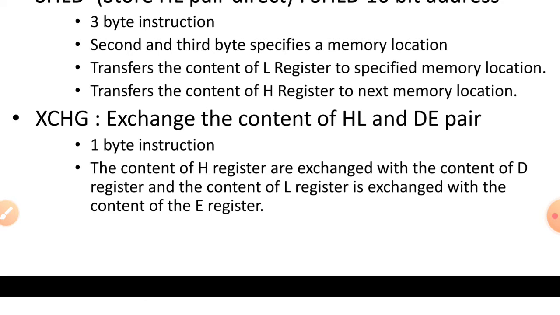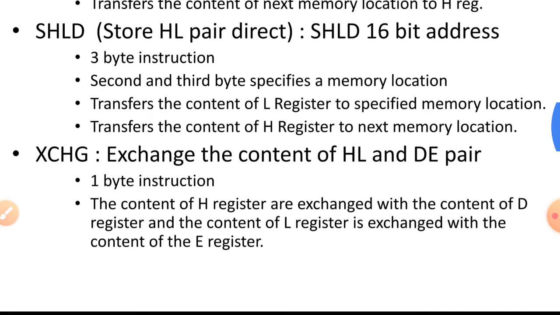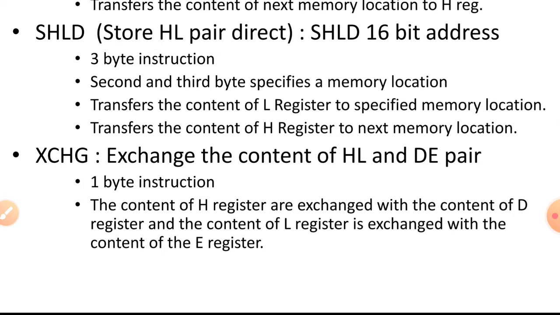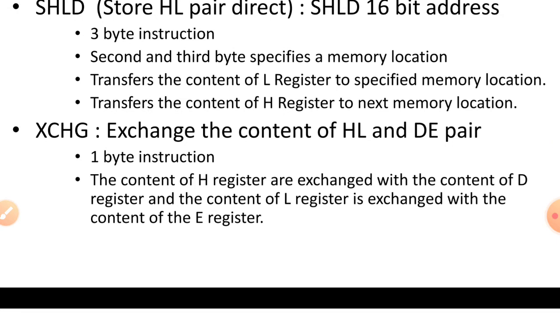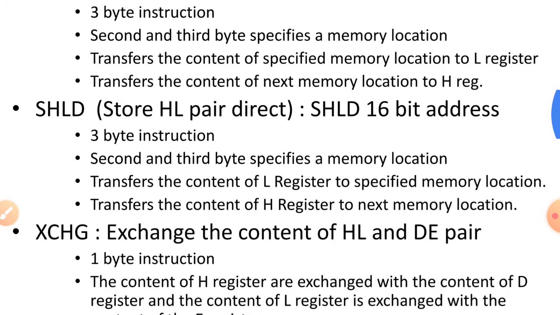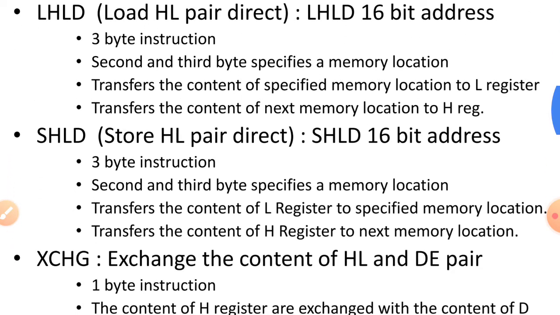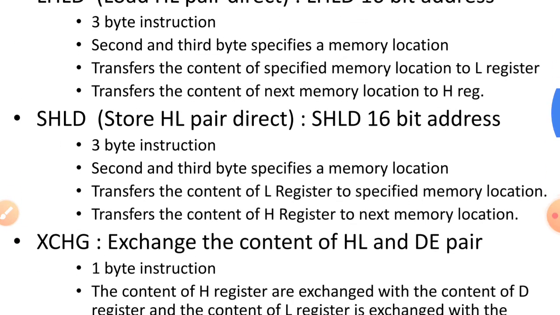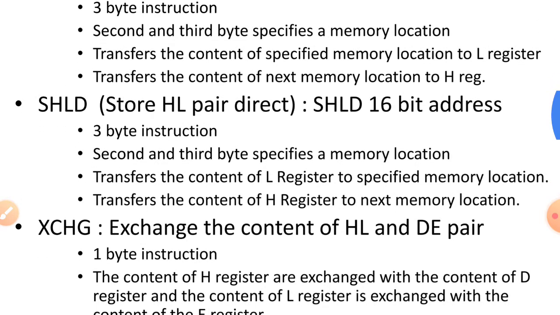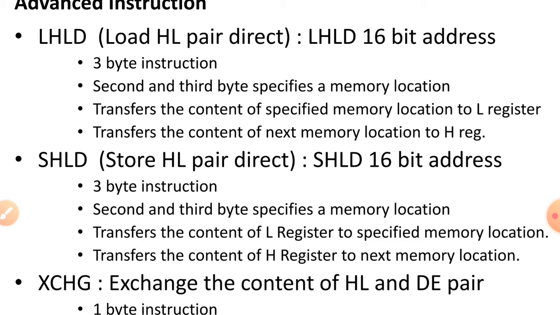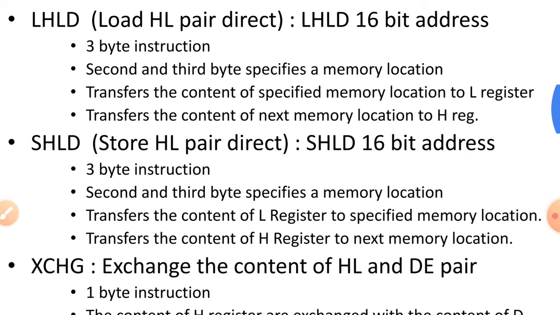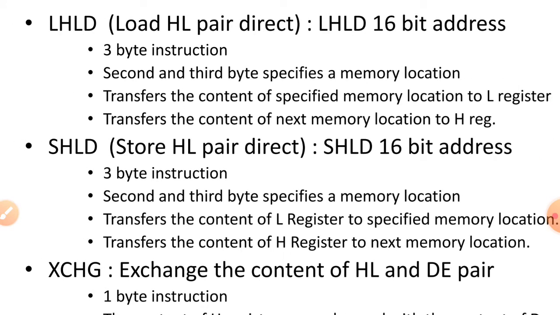If 3555 is the memory location, first it will copy the content of the L register into that specified location, and then the H register content will be copied into the next memory location, that is 3556. So, the purpose is the same. The way LHLD and SHLD work is the same, but the source and the destinations are different in case of LHLD and SHLD.